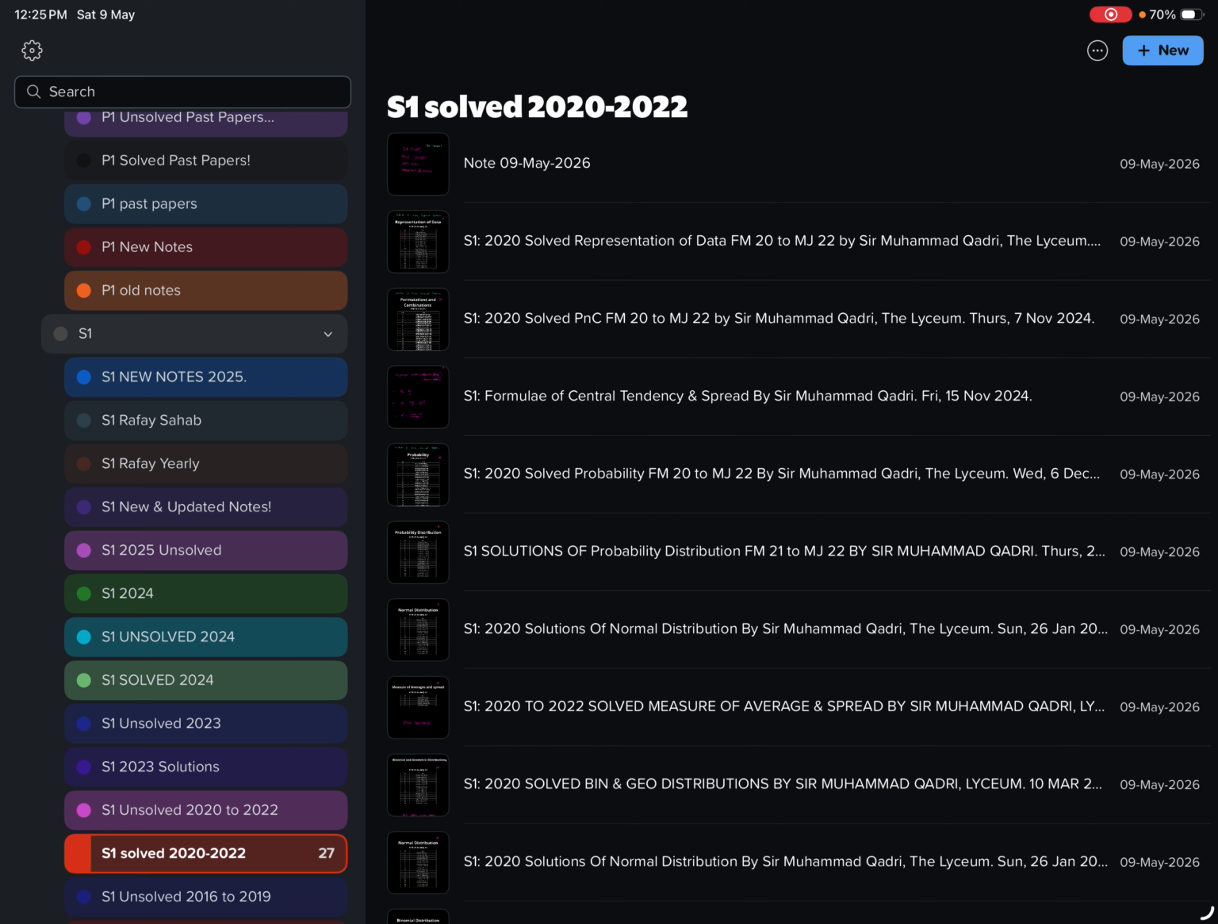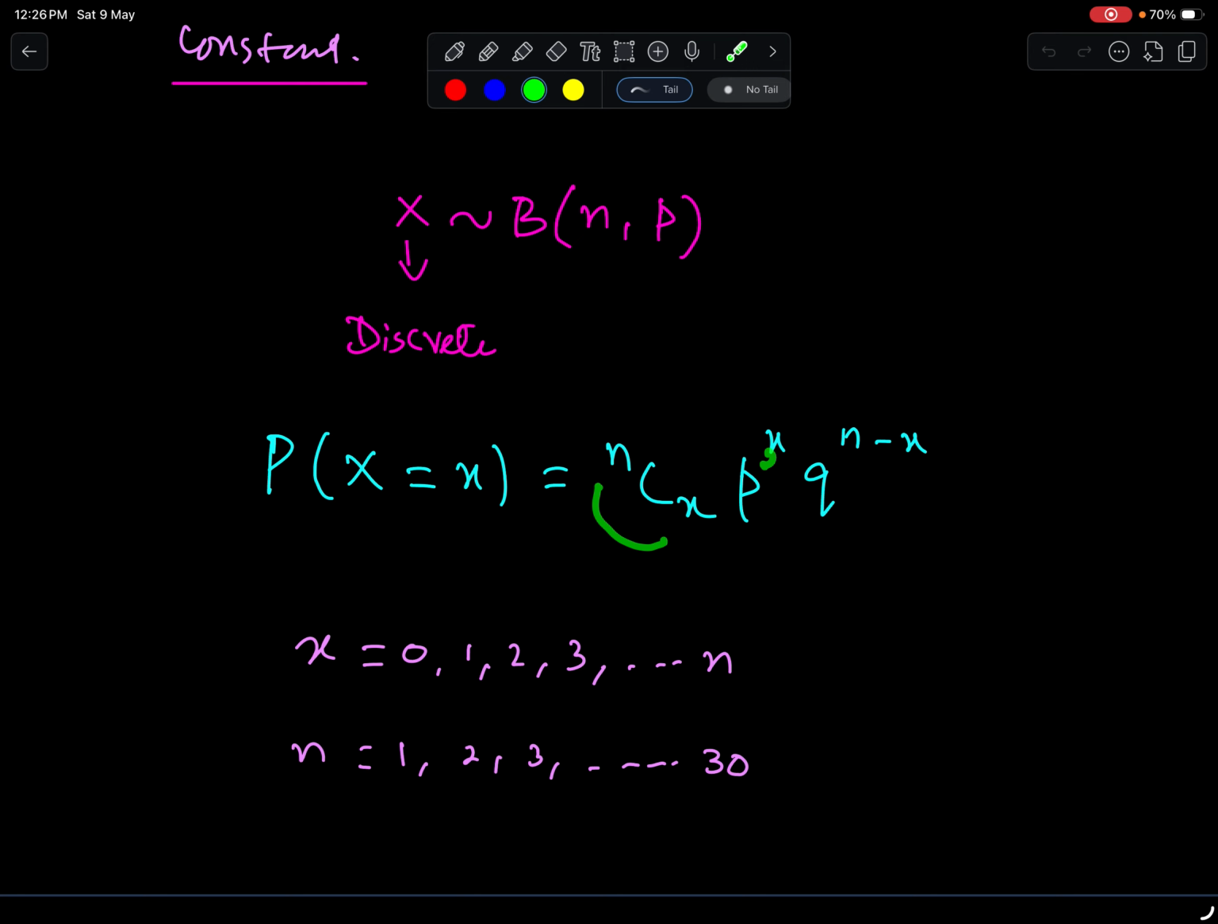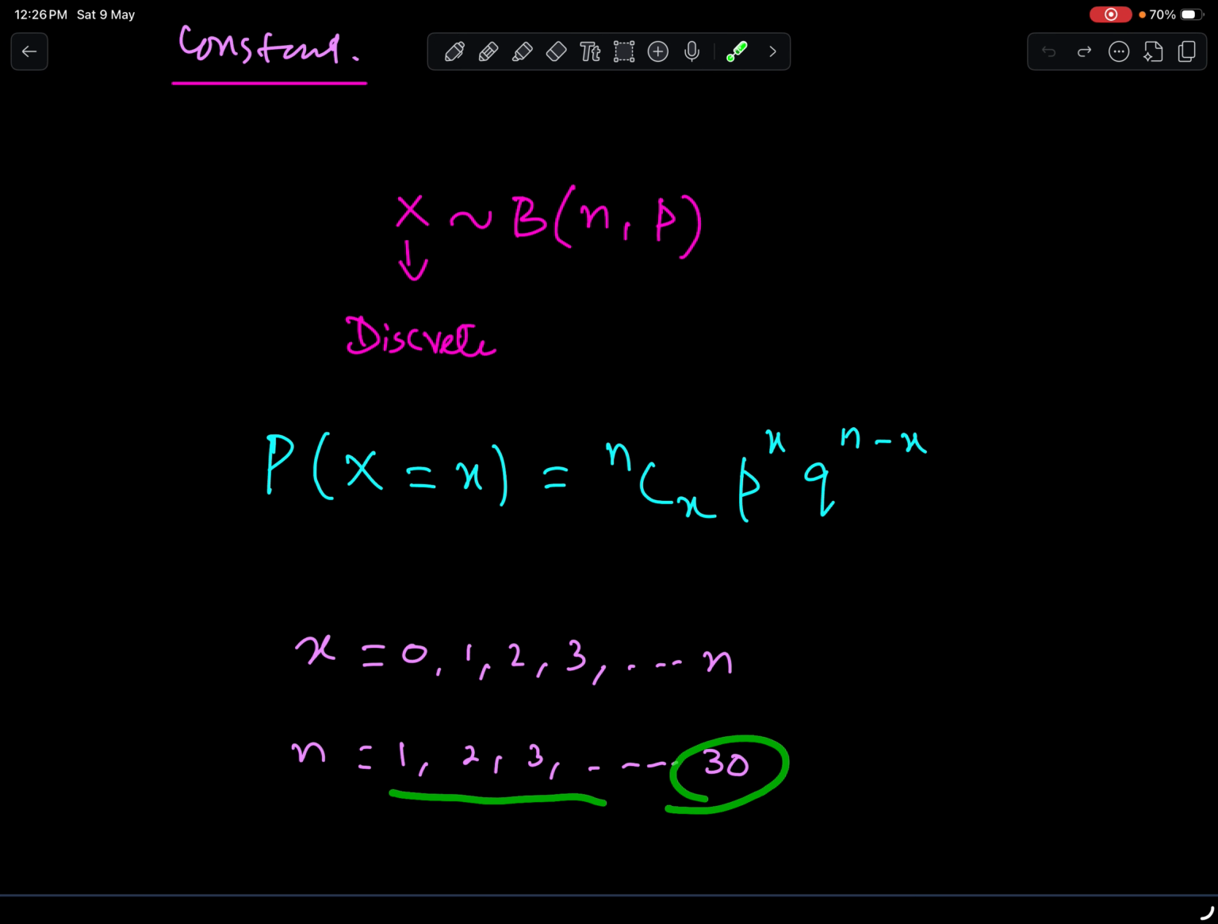Write in capital form X is discrete and read this as X is binomial with parameter n and p. N means number of fixed trials and p means probability of success, which is constant. This is the binomial distribution formula. It's nCx p^x q^(n-x), where x can take values from 0 to n and n can take these values 1, 2, 3 till 30, usually till 30 for binomial, and more than 30 we normally use normal approximation.